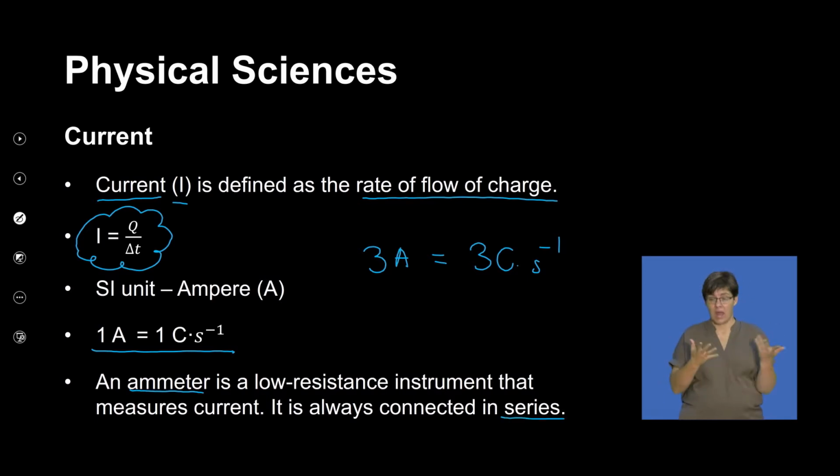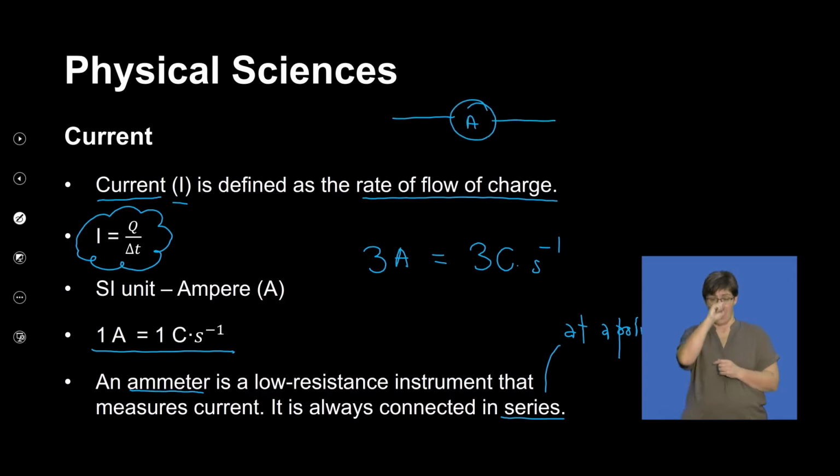So when something is connected in series, we are saying it is connected at a point, all right? This is what we mean. Say we've got a conductor, and then there is our ammeter, right? So our ammeter is our device, current is the quantity, while the ampere is the unit, okay?